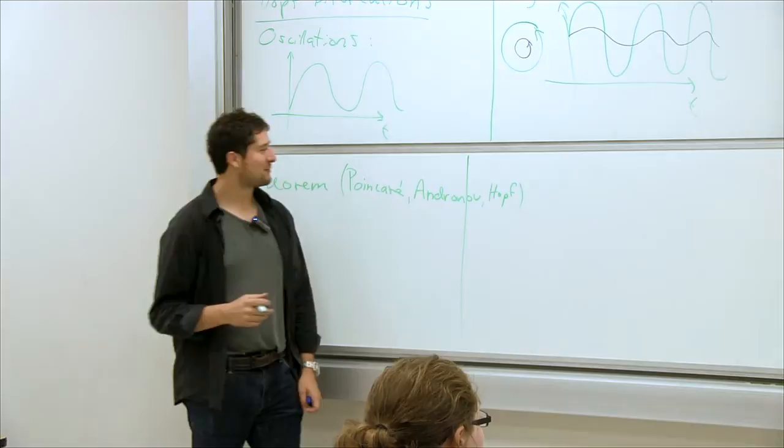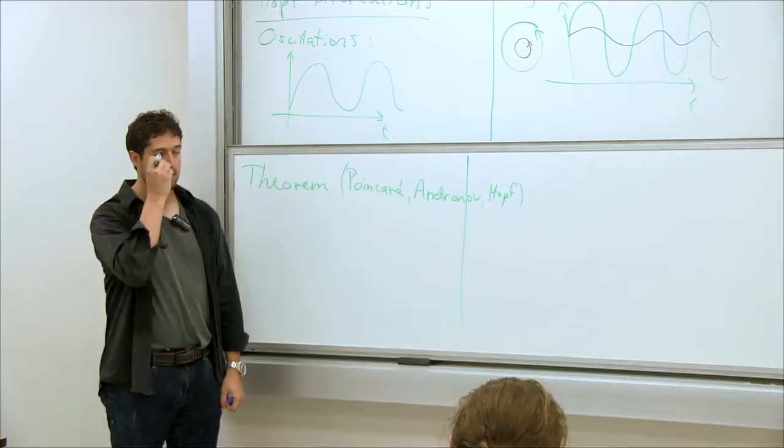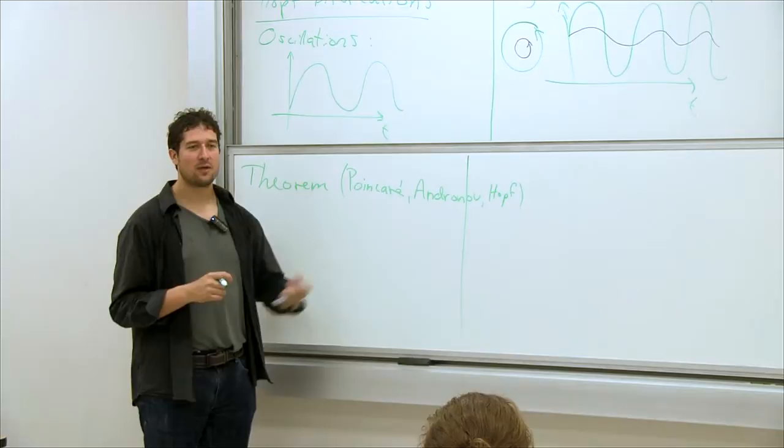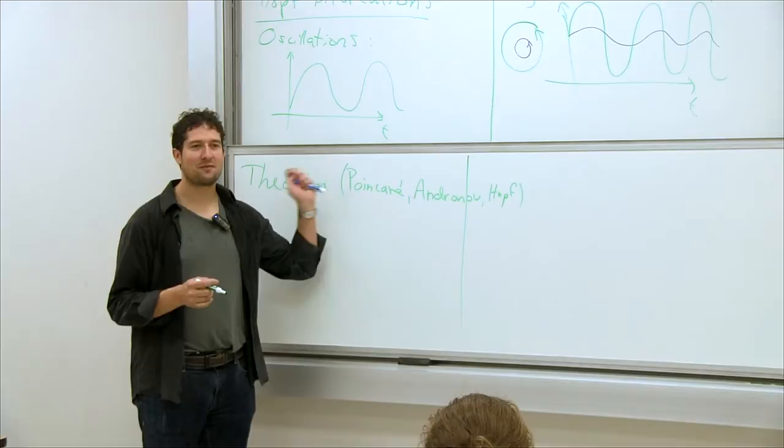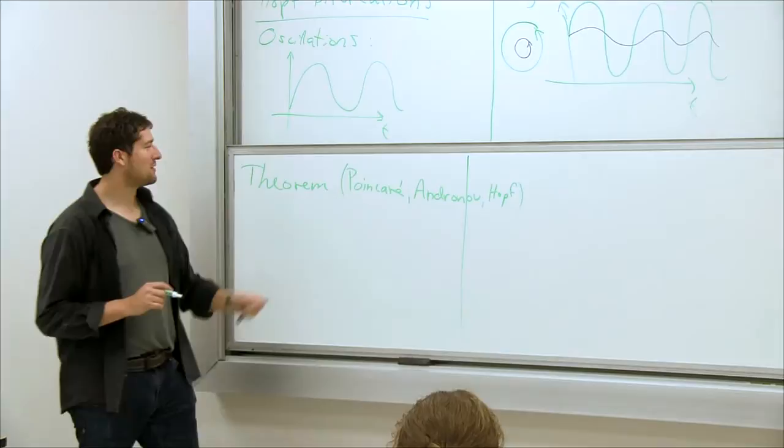Poincaré is very famous. You may have heard of the guy. He's from the late 19th century, I think. And Andronov is another one of those many Russians. You know, the Russians have been doing most of the research in dynamical systems. You think you have some new theorem, and it turns out those Russians invented it 50 years ago already. So it's no surprise that those guys are Russian. Poincaré is French.